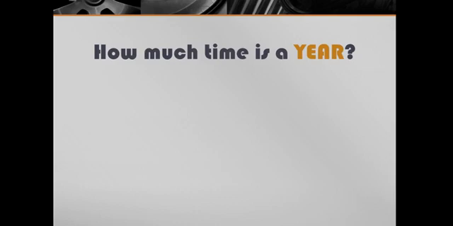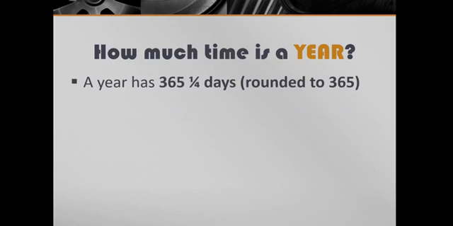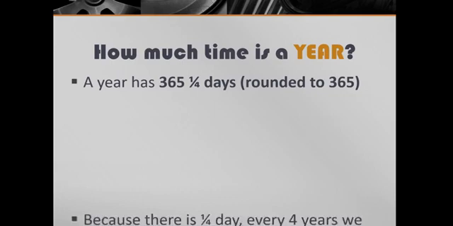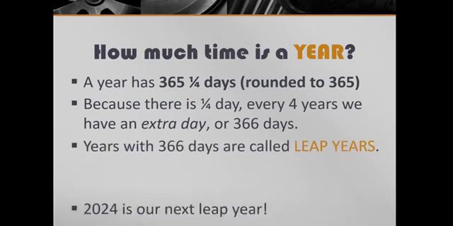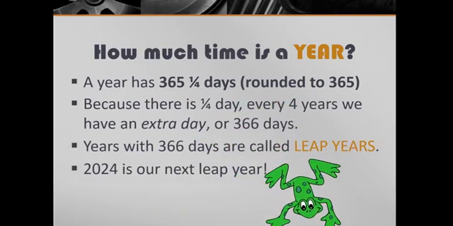Well, when we're talking about time, sometimes we talk about how much time is a year. Well, a year technically is 365 and 1/4 days. We round that to about 365 days. And because there's 1/4 of a day every year, every 4 years, it's a leap year. We add an extra day to make 366. So leap years are 366 days, and our next leap year coming up is in 2024.